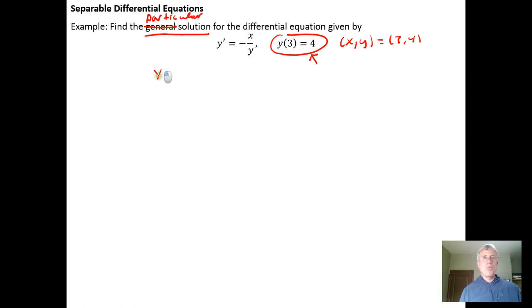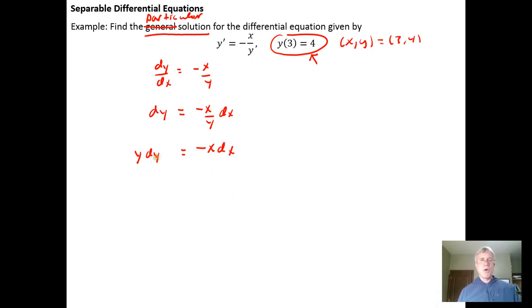So here I have y prime equals the opposite of x over y, but y prime is just dy/dx. So if we multiply both sides by dx, we get dy equals the opposite of x over y times dx. And if we multiply both sides by y, we get y dy equals the opposite of x dx. And now we've separated variables, because dy is on the left and all of the y stuff is with the dy. dx is on the right, all of the x stuff is with the dx. And the next step is to integrate.